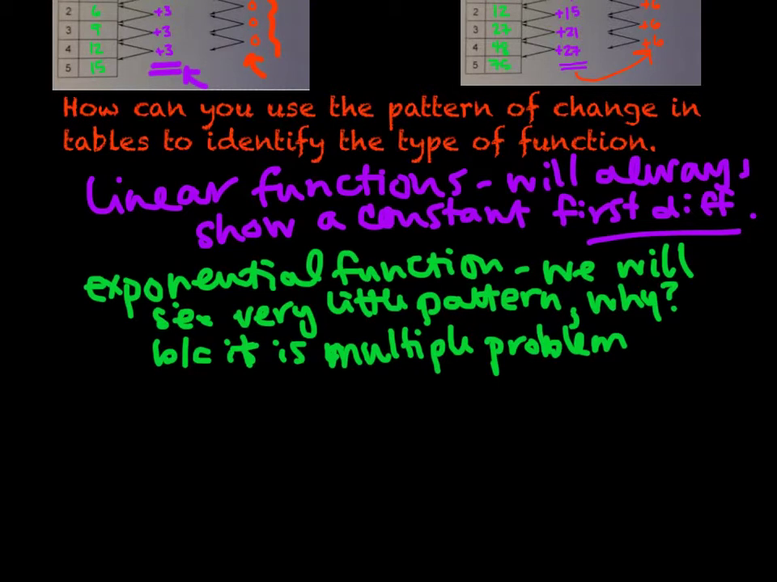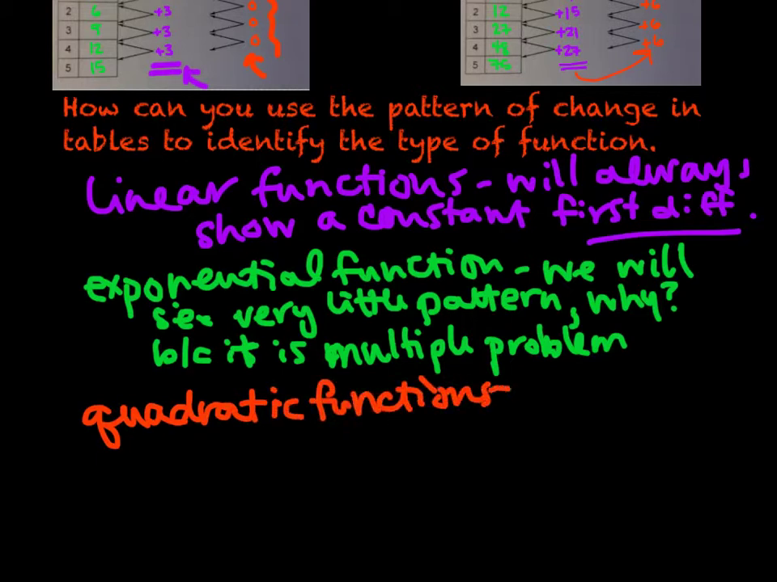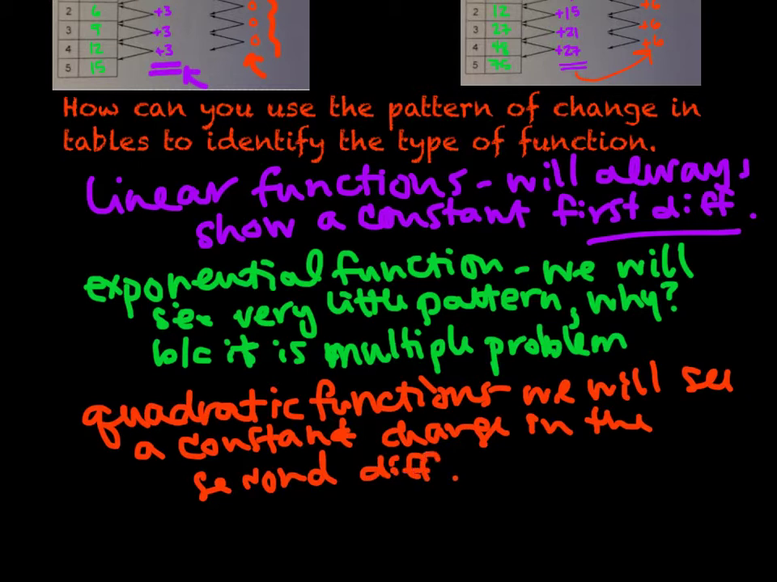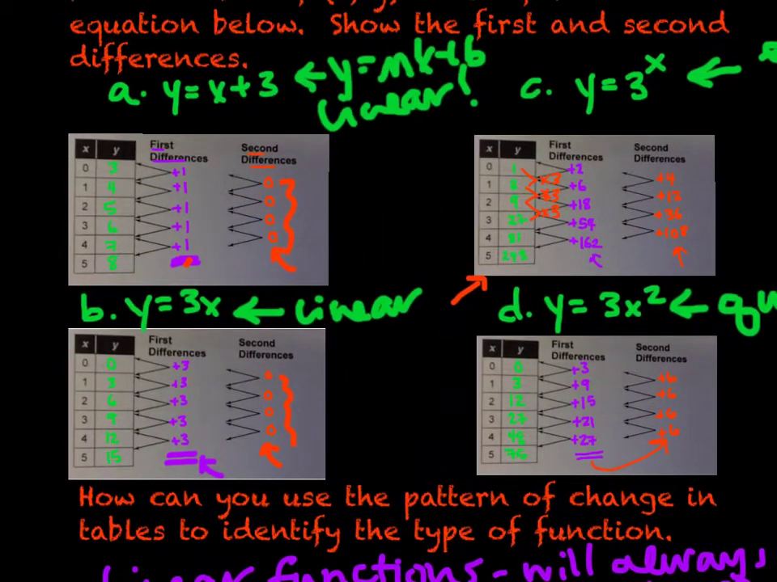The very last one, for quadratic functions, we will see a constant change in the second difference. So the second time we go through that sort of what is happening here, the second time we go through that, we will start to see that change become consistent. So that's kind of cool.